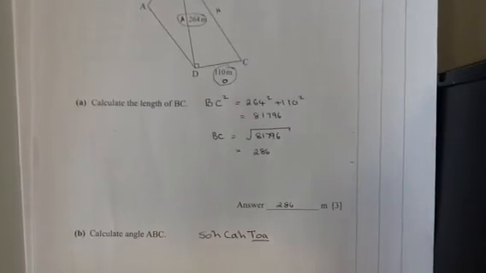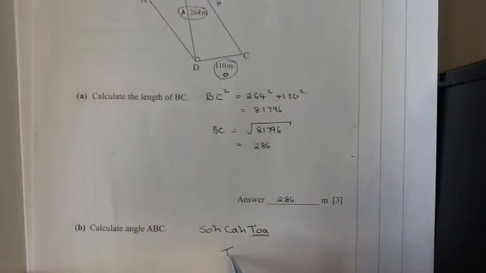So what we know then is the tan of the angle, which we don't know in this case, so we call it x, equals the opposite. The opposite in this case is 110, divided by the adjacent, which is 264.